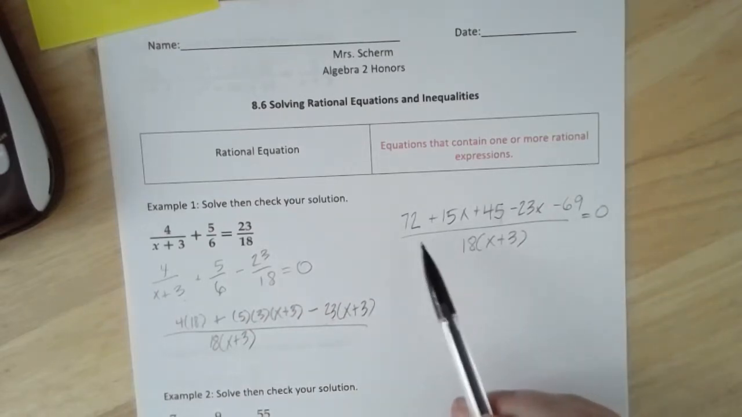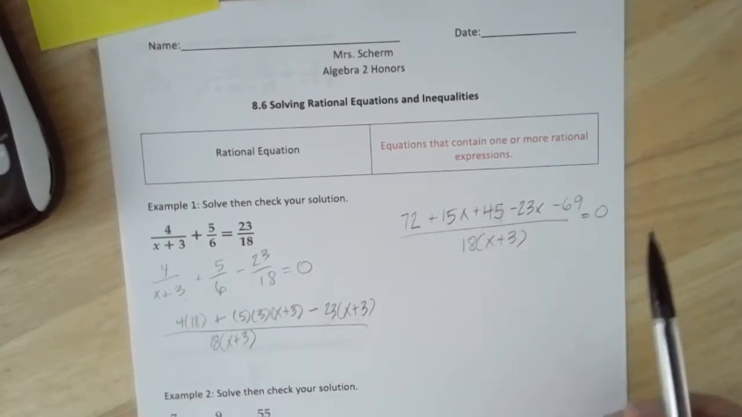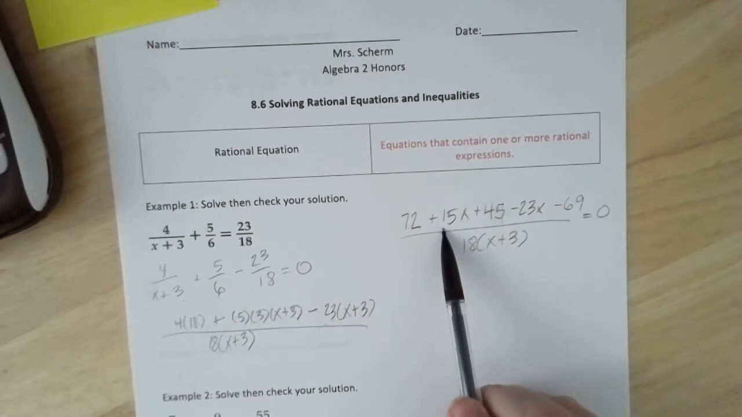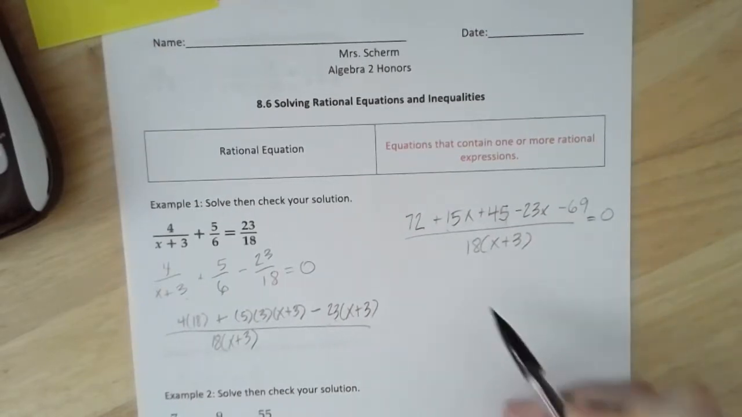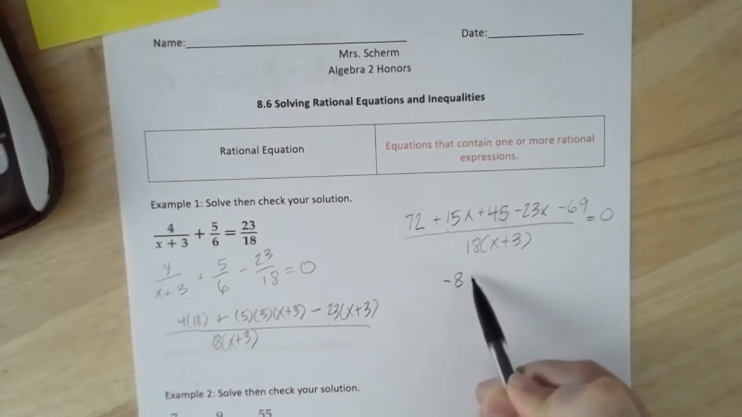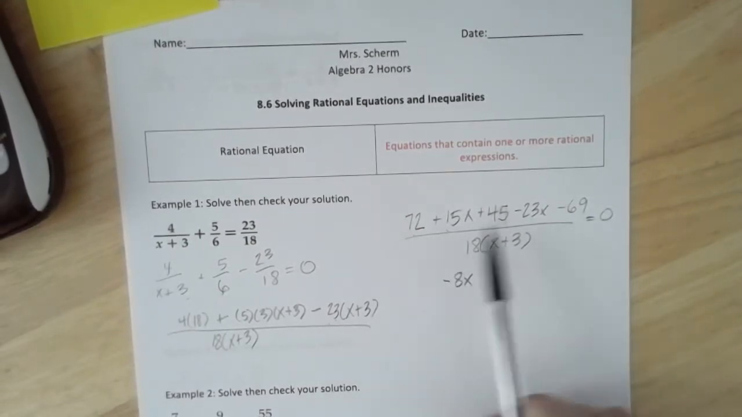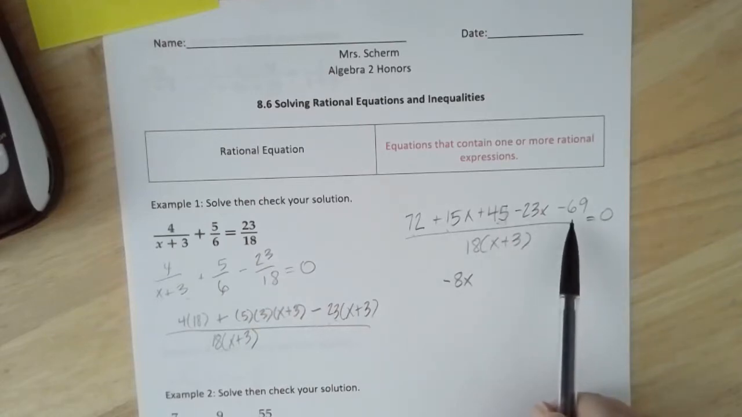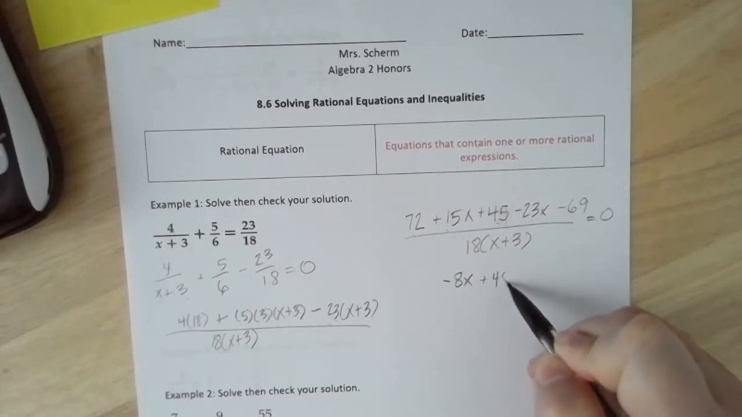Combine everything you have on the top. You have a positive 15x and a negative 23x. That gets you negative 8x. You have a 72, a 45, and a negative 69, which is a positive 48.